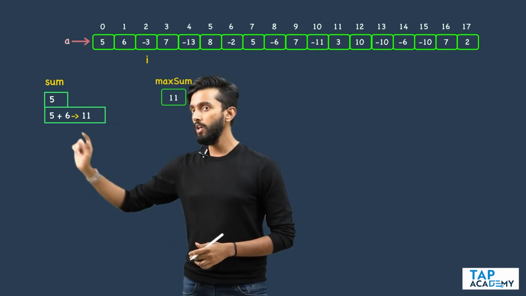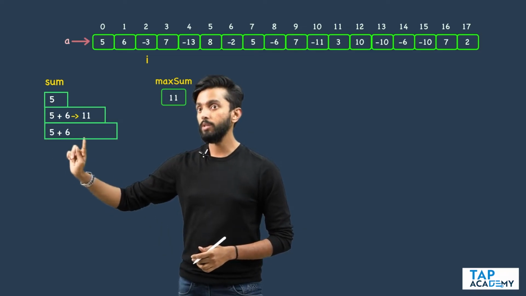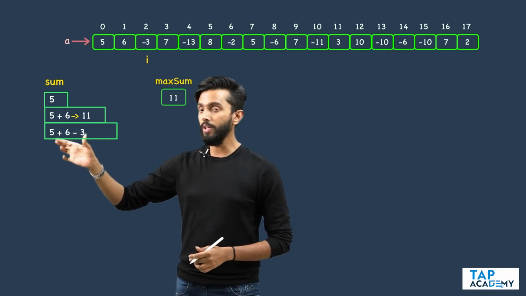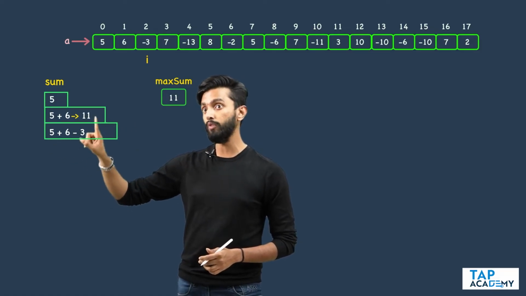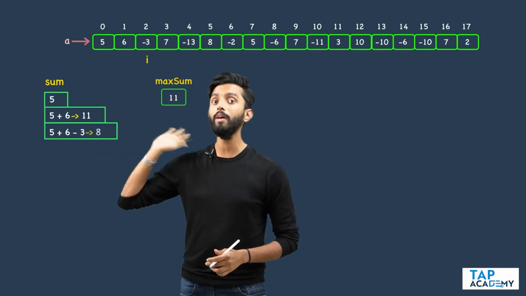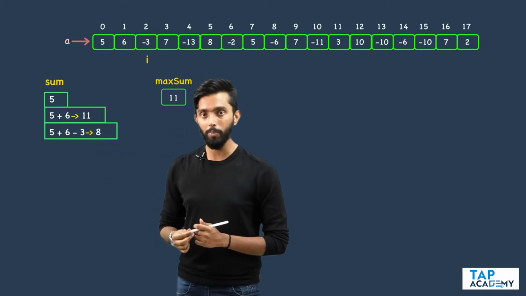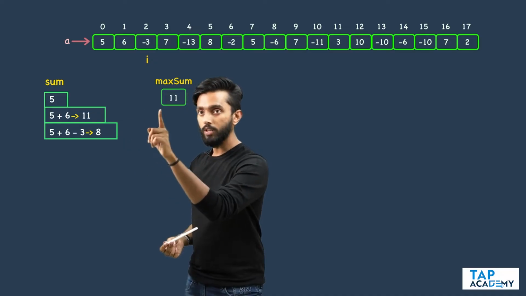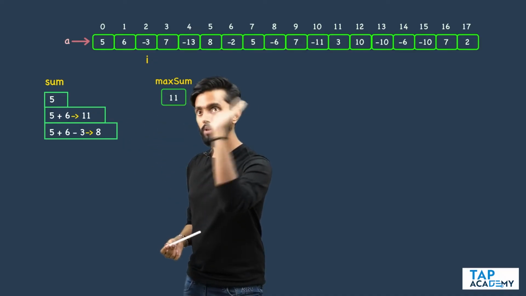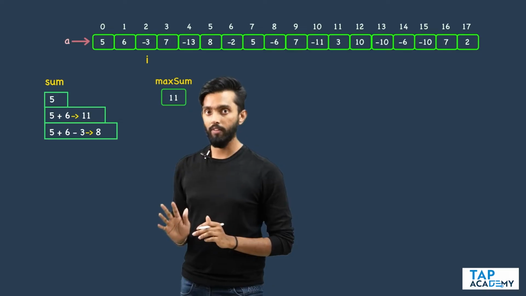So, what will happen is, 5 plus 6 minus 3. Which means, now these people have to pay his 3 crores loan. If they pay his 3 crores loan, from 11 minus 3, how much is it going to become? 8. Sum has become 8. I hope you are able to think. Now, tell me, this is the sum right now. Is it greater than the max sum? No, max sum remains the same. As of now, it is 11.